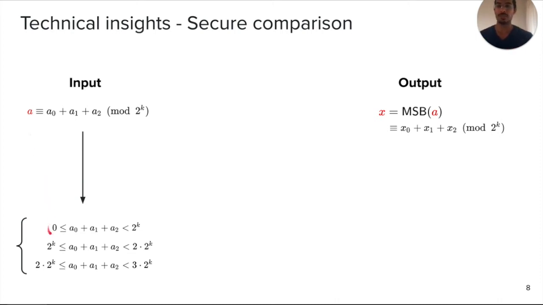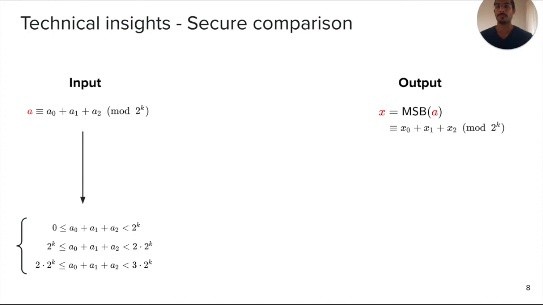It can be between 0 and 2 to the power k, which is the modulus here. So that's the first possibility. The second one is it's actually between 2 to the power k and twice that value. And the third one is between twice and thrice the value. So those are the only three possibilities, because each individual share is a number between 0 and 2 to the power k. And so when you add three of them, the sum can at most be 3 times 2 to the power k.